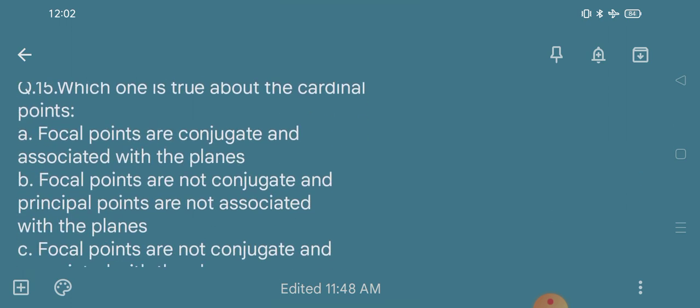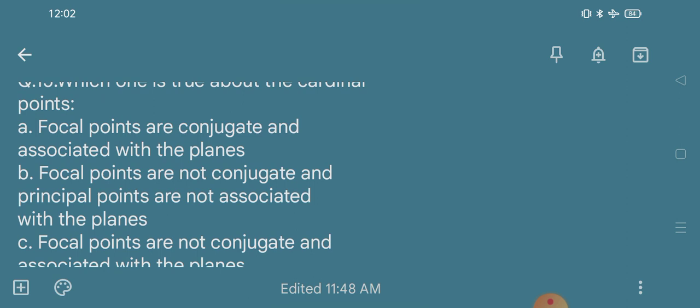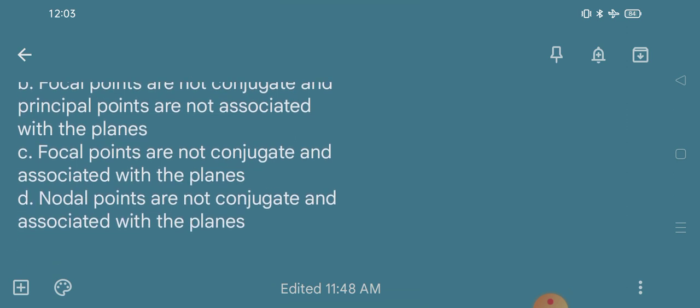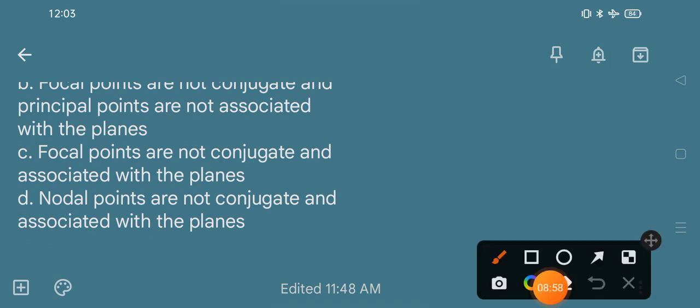Question number 15. Which one is true about the cardinal points? Option A focal points are conjugate and associated with the planes. Option B focal points are not conjugate and principal points are not associated with the planes. Option C focal points are not conjugate and associated with the planes. Option D nodal points are conjugate and associated with planes. The correct option is option C, that is focal points are not conjugate and associated with planes.